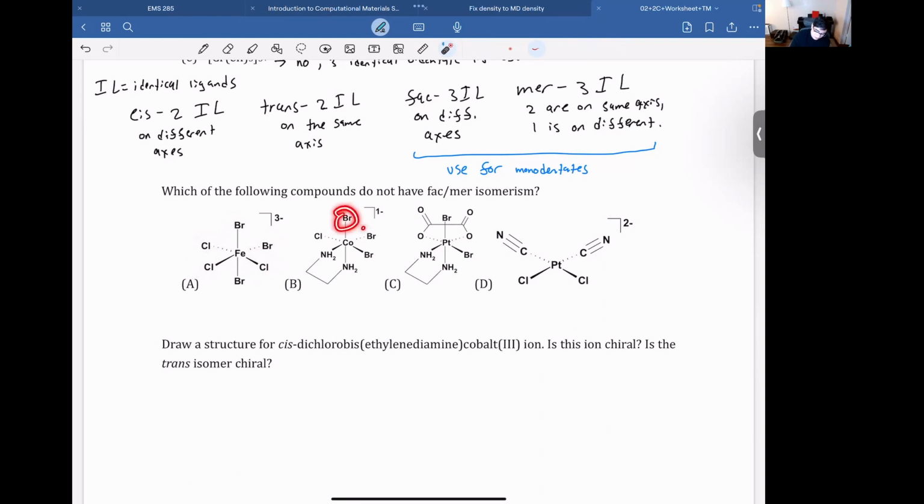B, you have three bromines. So this can have fac or mer isomerism. C, you do not have three identical monodentates. And D, you do not either. There's not three identical monodentates.